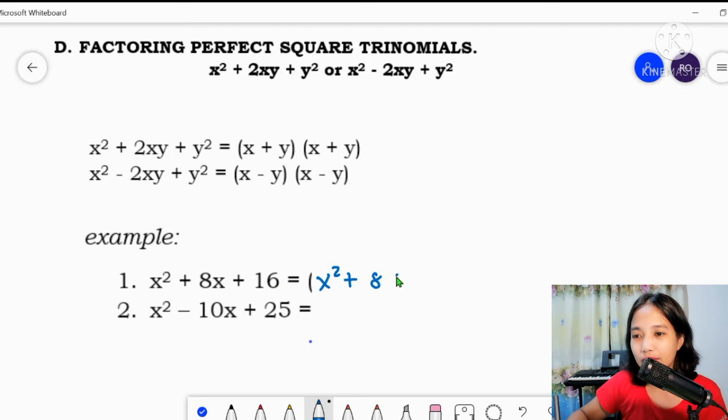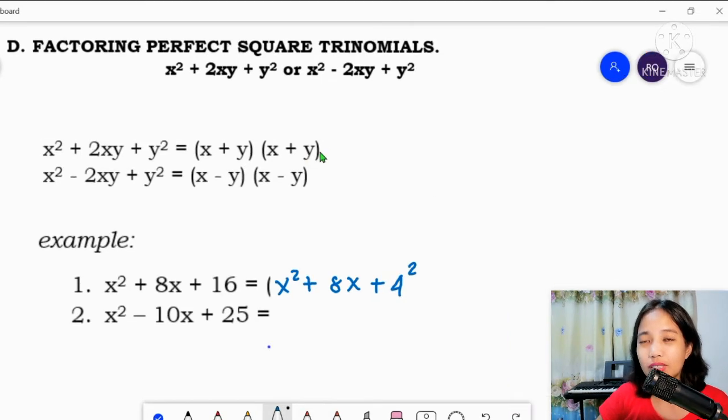plus 8x plus, so ano nga ba yung isang number na kapag minultiply sa kanyang sarili, ang sagot ay 16. Okay, so that is 4. 4 squared. So, 4 times 4 is 16. So, since alam na natin kung ano ang base ng ating first term at base ng ating last term, we will just follow this general form. So, this will become, okay, the quantity will copy first the base of the first term, which is x, plus the base of the last term, which is 4. Okay? Times also x plus 4.